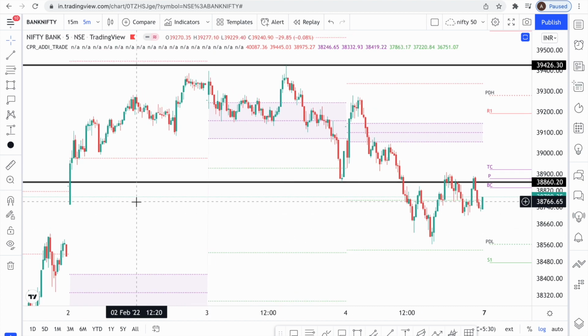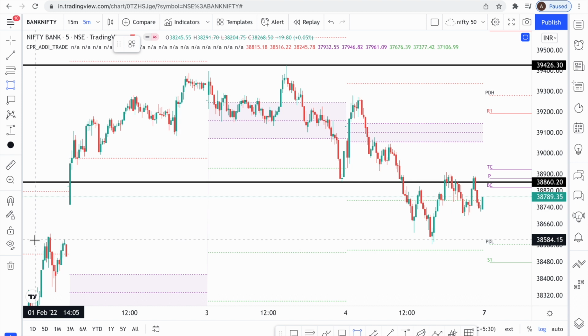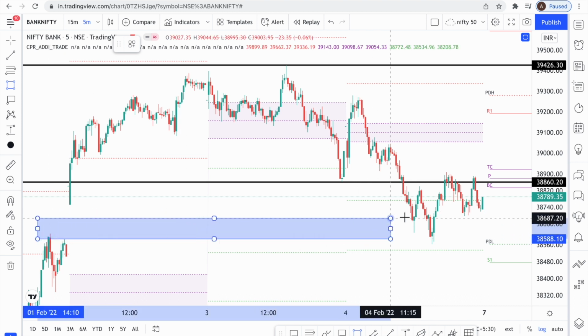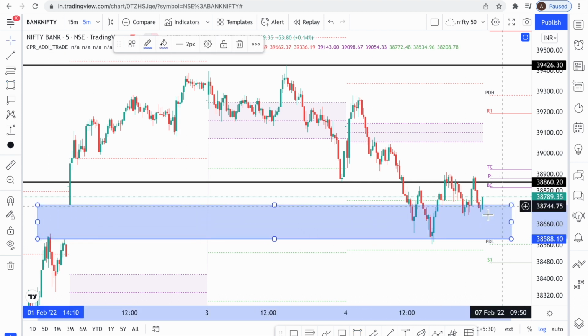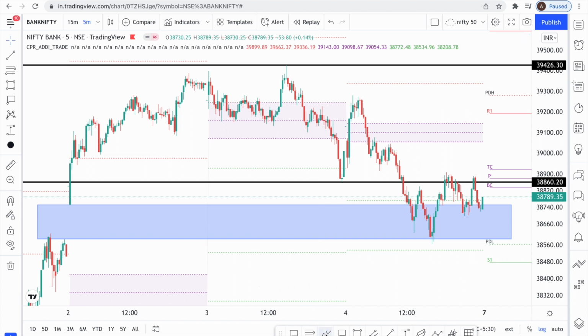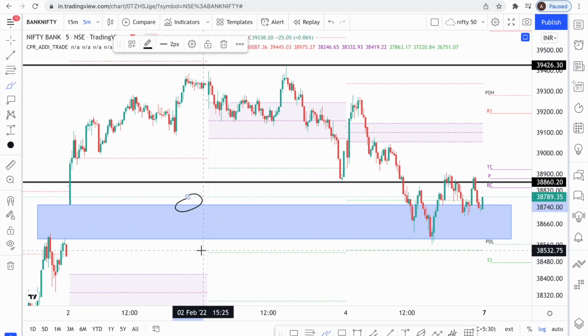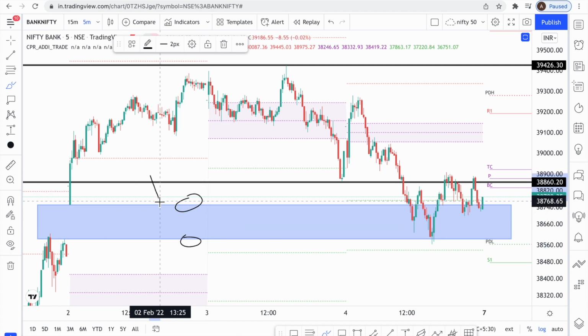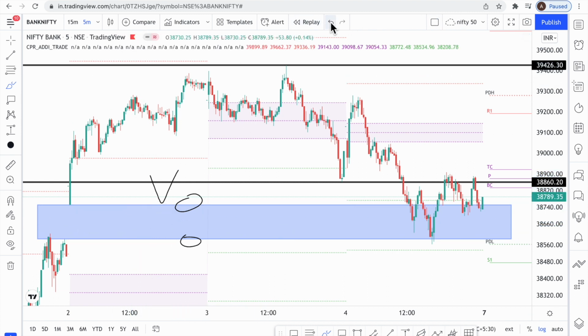So there was this gap. A gap also acts as good support and resistance. The upper boundary of the gap and the lower boundary of the gap can act as support or resistance respectively. The price can reverse from here itself, or it can fill the gap and then reverse. That's exactly what happened on Friday.